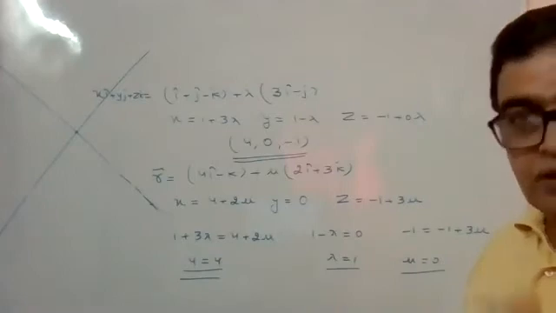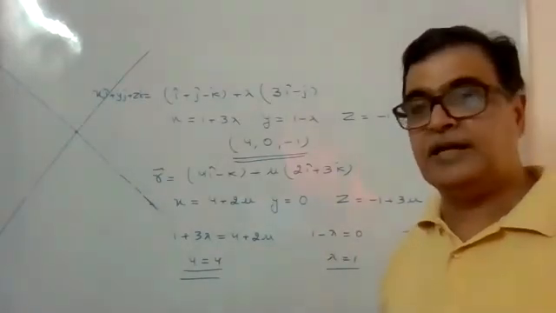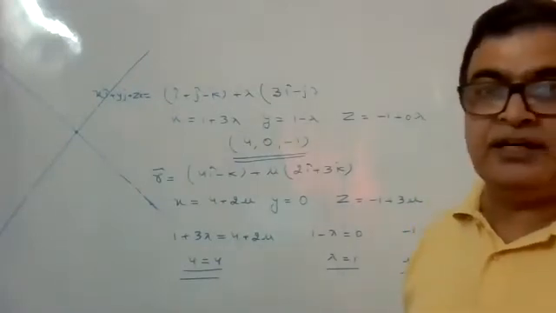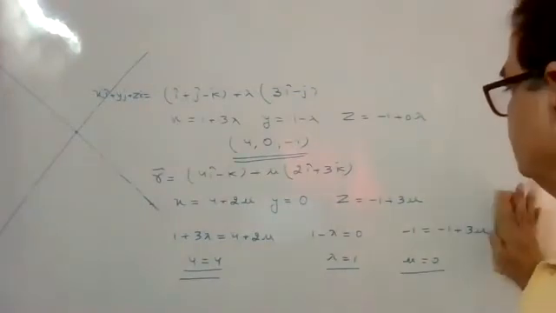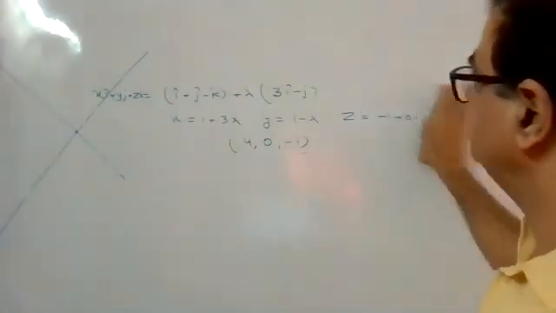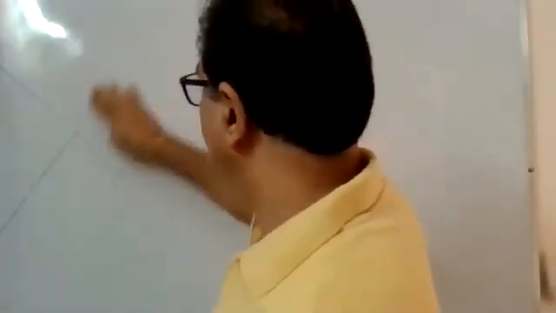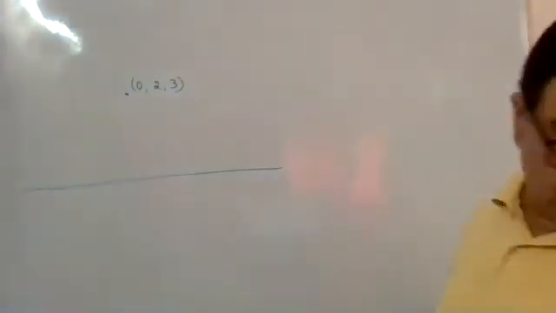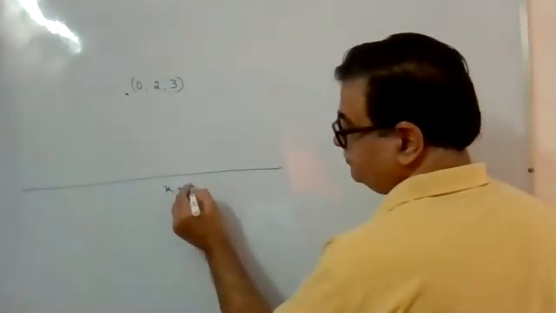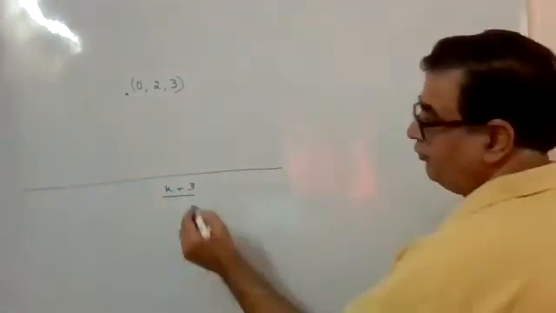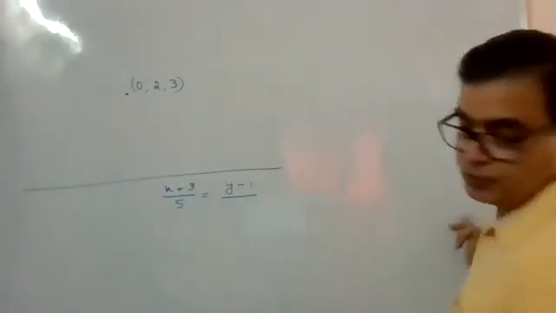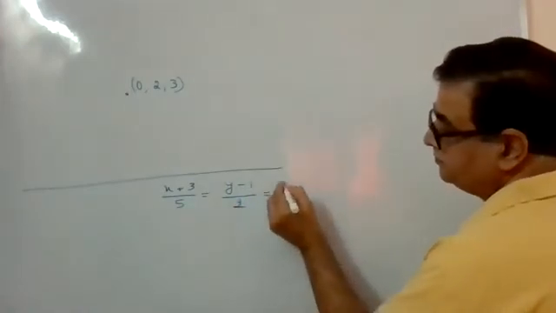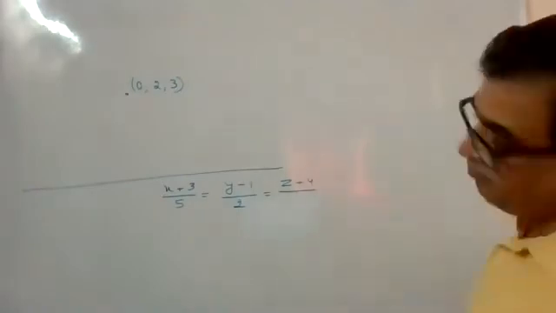Okay, now coming on the next question. Another type of question we are taking: find the foot of perpendicular drawn from point (0, 2, 3) on the line (x + 3)/5 = (y - 1)/2 = (z + 4)/3.